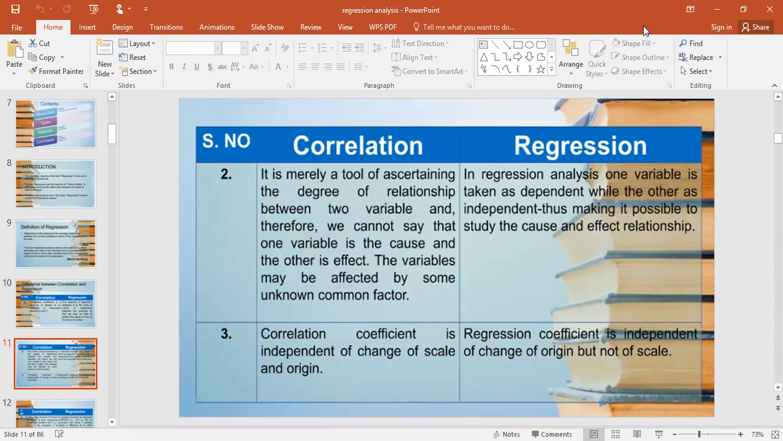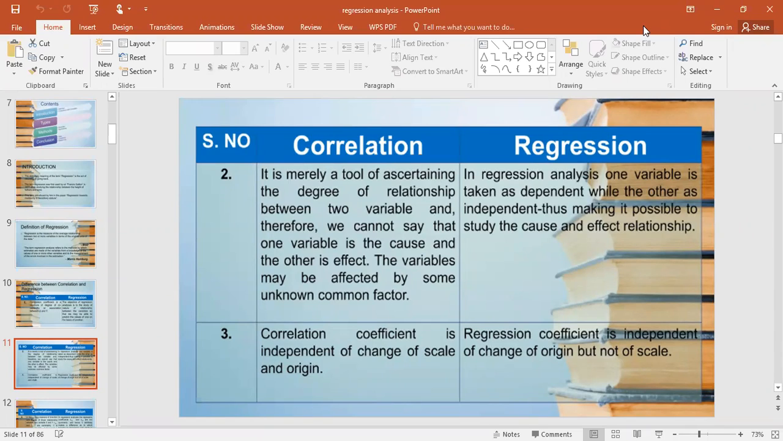Correlation is merely a tool of ascertaining the degree of relationship between two variables, and therefore we cannot say that one variable is the cause and the other is the effect. The variables may be affected by some unknown common factor. In regression analysis, one variable is taken as dependent while the other is independent, thus making it possible to study the cause and effect relationship.